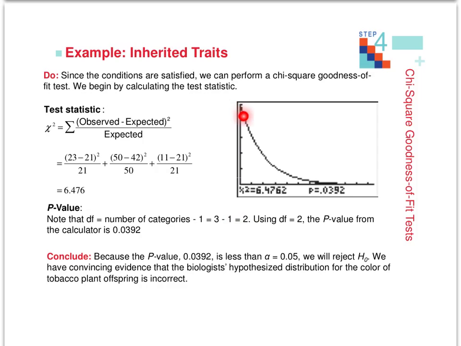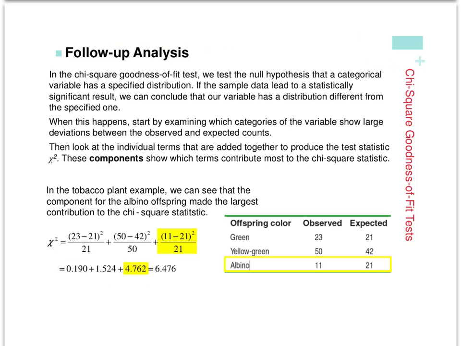So at 2 degrees of freedom, we get a distribution that's much more skewed to the right, with this peak on the left. So if you do a chi-squared CDF, you get 0.0392, and definitely that's small. So since this is less than 0.05, we reject the null. We have convincing evidence that the hypothesized distribution is not correct.